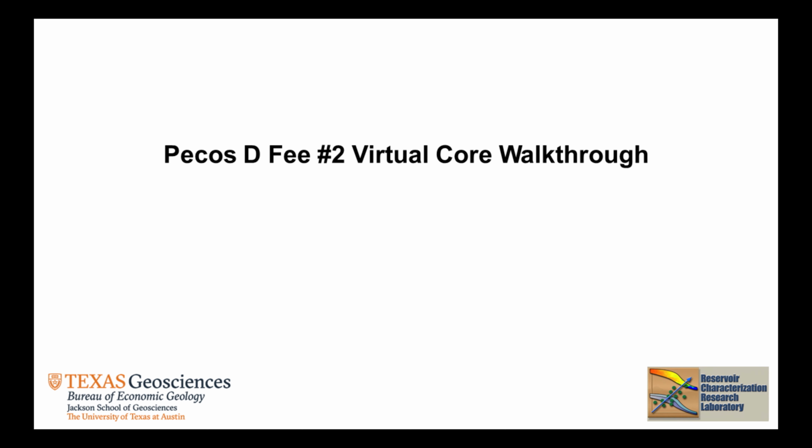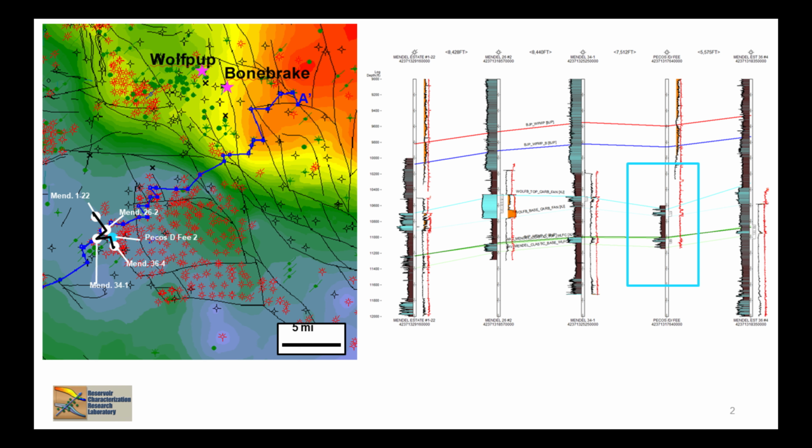We will now continue our walk through the Pecos D Fee number 2 core, focusing on the upper part of the core. If you're watching this as a standalone video or as a reminder, we're looking at the Pecos D Fee core, the one highlighted by the blue box on the right and the blue dot on the map on the left. This is a core that has two intervals. We looked at the one in the siliciclastic dominated interval before. Now we're looking at the one in the carbonate dominated interval at the top, in the Wolfcamp B.